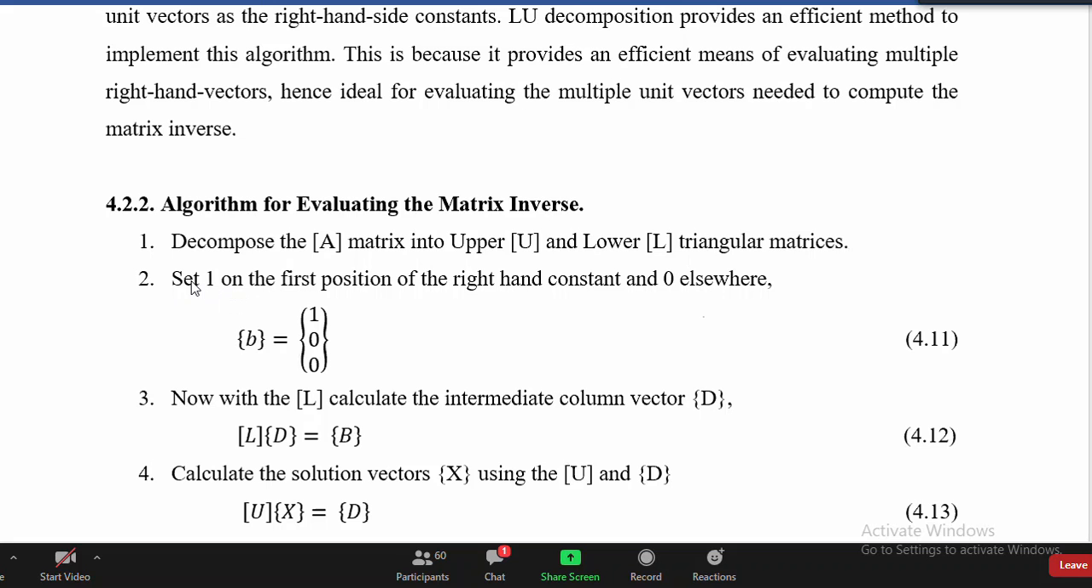All right, so what we do is to calculate. Let's say we select one on the first position of the right-hand side and 0 elsewhere. When we do this, we have B, the right-hand side, 1 0 0. Then with L, we calculate D. This will be the D given this B here. With the L matrix here, we will generate a D as we did above.